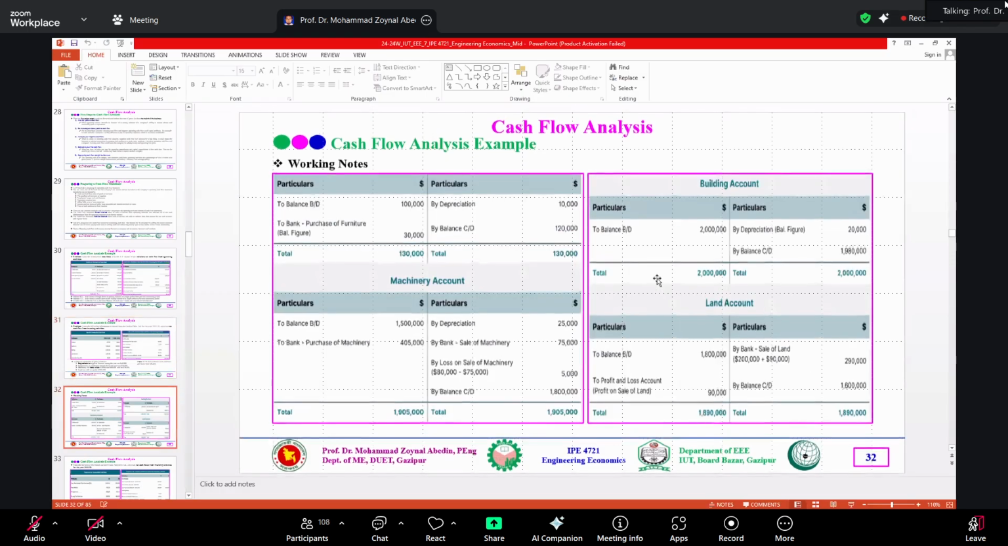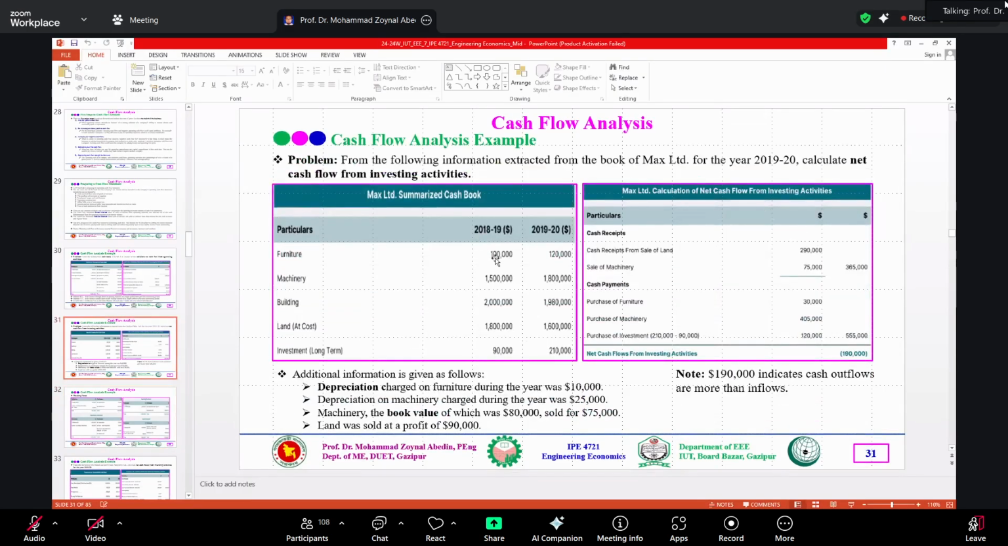Okay. So let's talk about the working notes for the furniture. This table is for the furniture. This is the credit value, this is the debit value. Carefully mind it. Left side is the credit value, right side is the debit value. Let's talk about the furniture value in the previous financial year, the balance BD. Brought down the balance, the amount brought down from the previous year, which is 100,000. You can see the 100,000. In 18-19 it was 100,000.